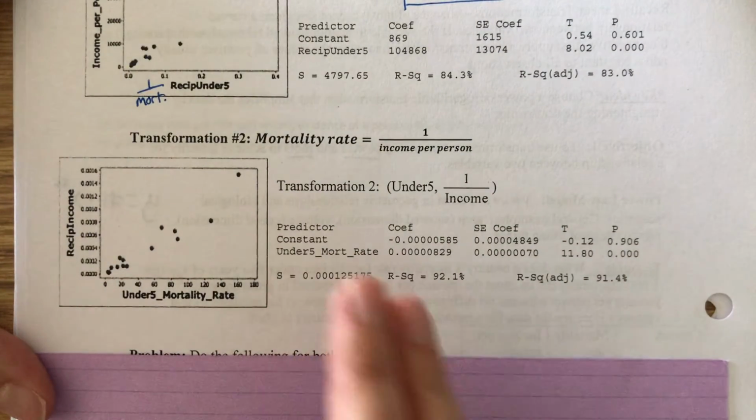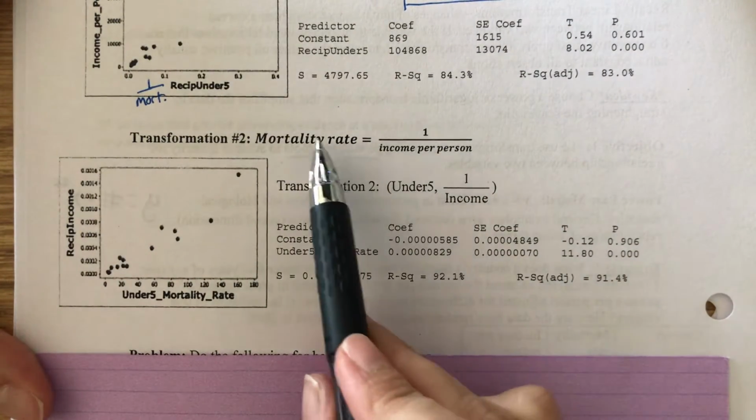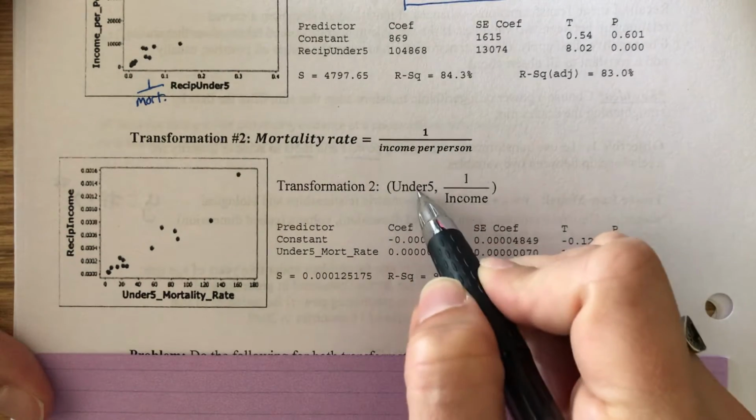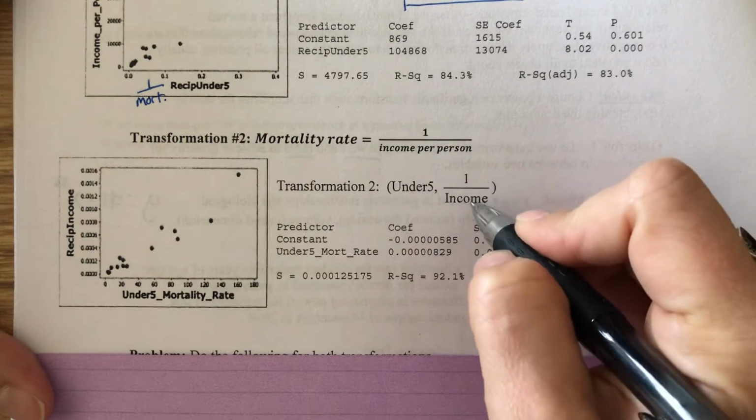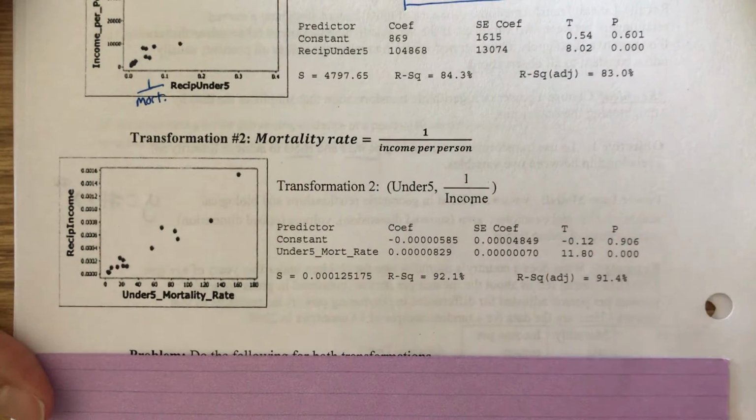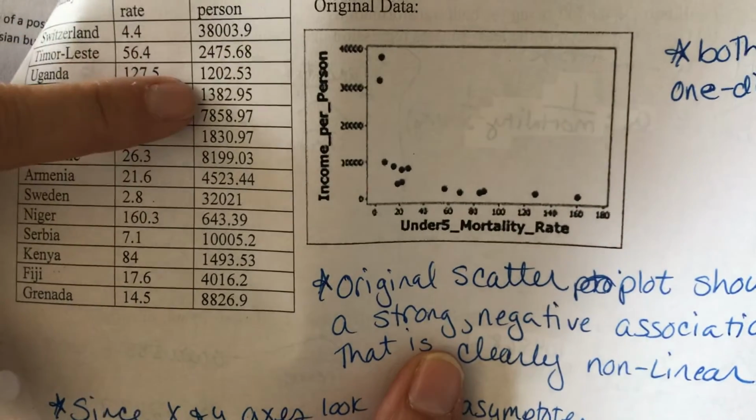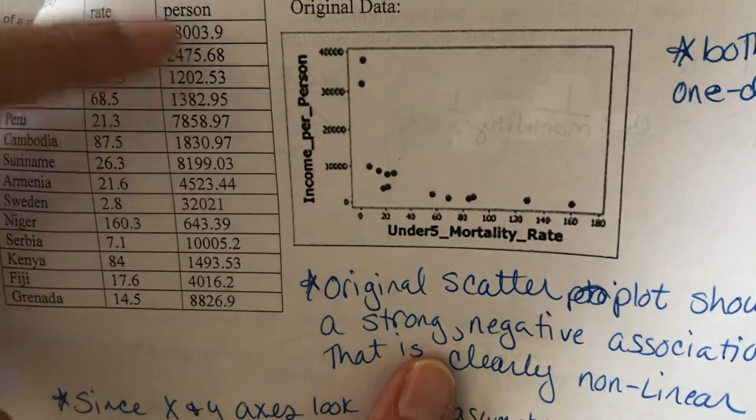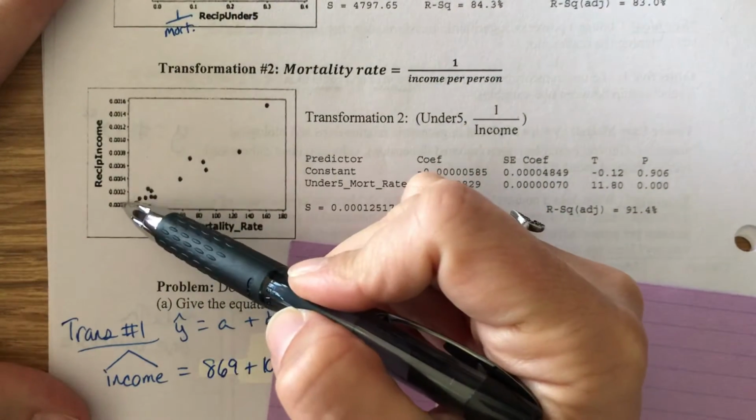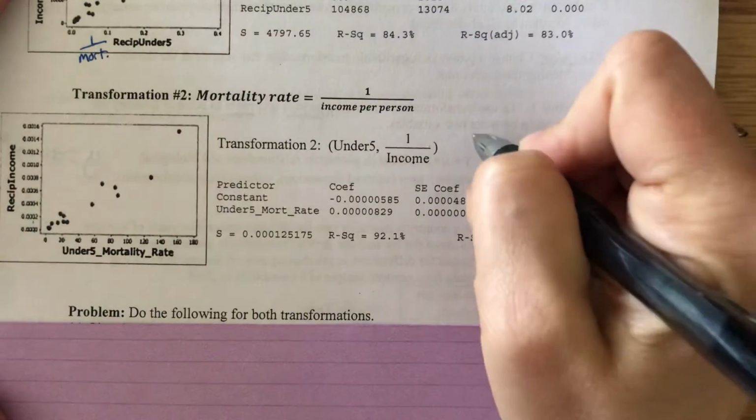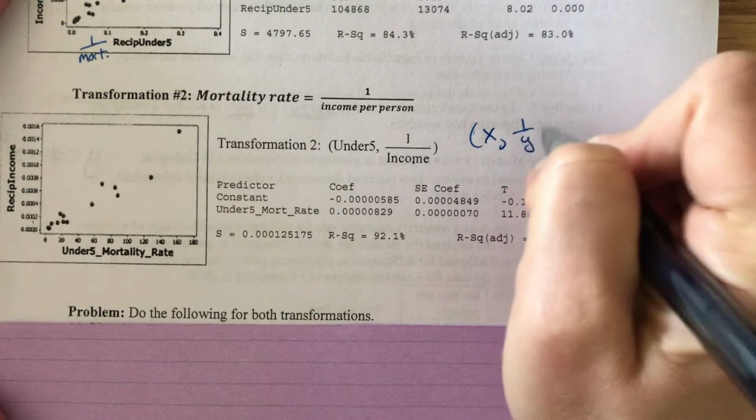Transformation number 2 is saying this time they did the other as a reciprocal. So the mortality rate, the x's stayed the same, but the y became the reciprocal. So they did the reciprocal of all of the y values. Notice the y's went from like 38,000 here, and all these are in the thousands. If you do 1 over these enormous numbers, you'll notice this y-axis, we have incredibly tiny decimals now. So they said x comma 1 over y.